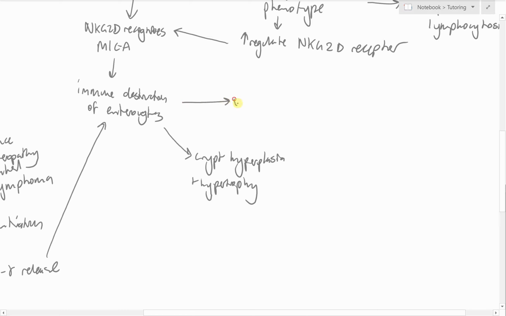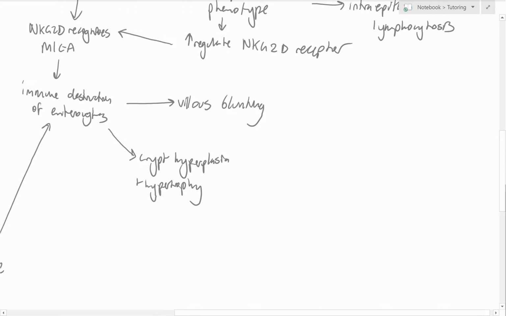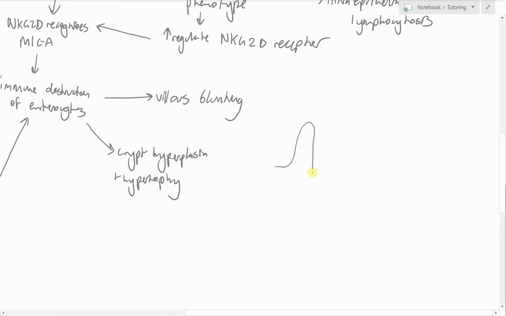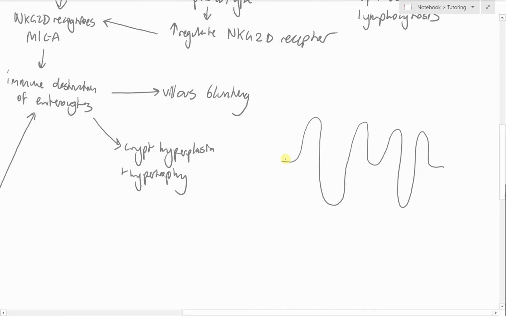We see villus blunting. Usually this is what the gut epithelium looks like. You have your villi here, your crypts here. This is kind of like the middle layer. What we start to see in celiac disease is blunting of the villi and then crypt hyperplasia and hypertrophy. So we lose all the surface area from our villi because they've all been destroyed, and then our crypts are proliferating in order to try and replace the cells.